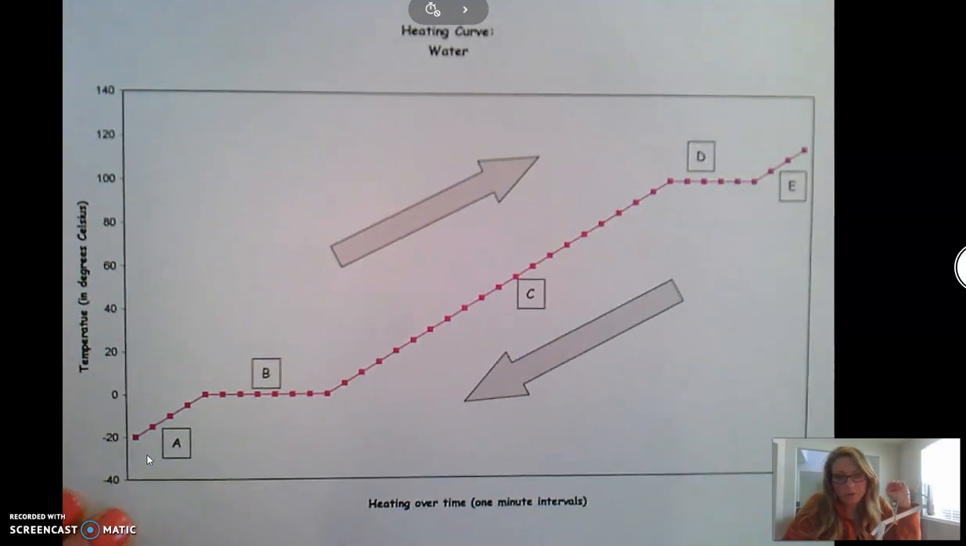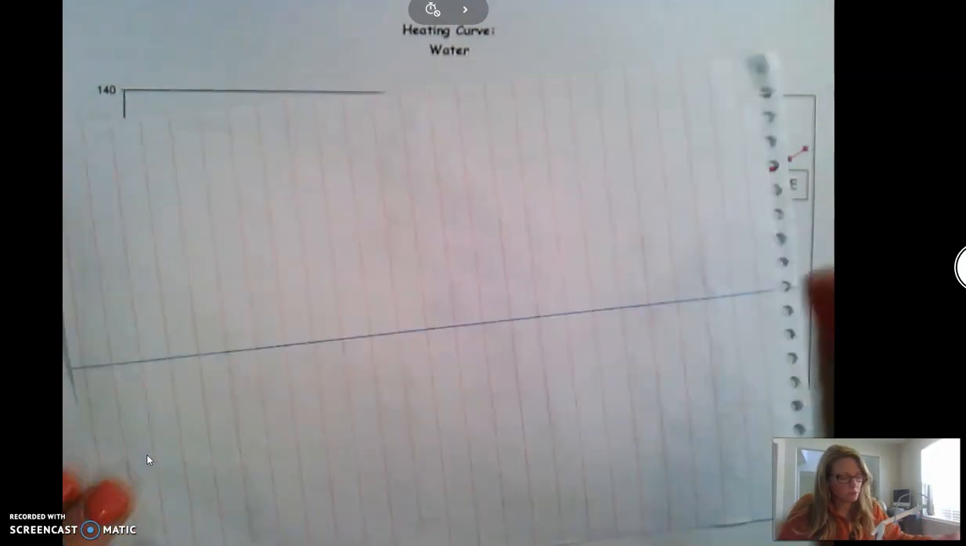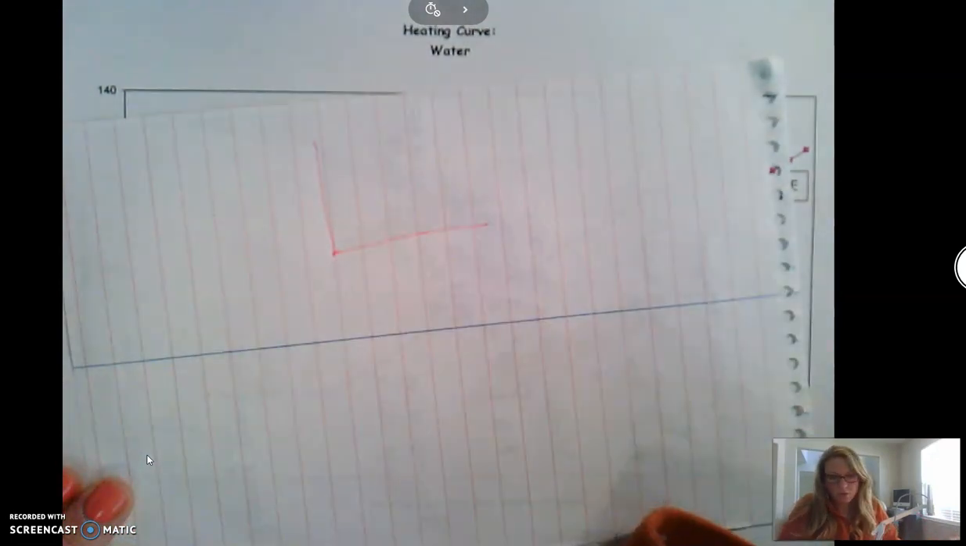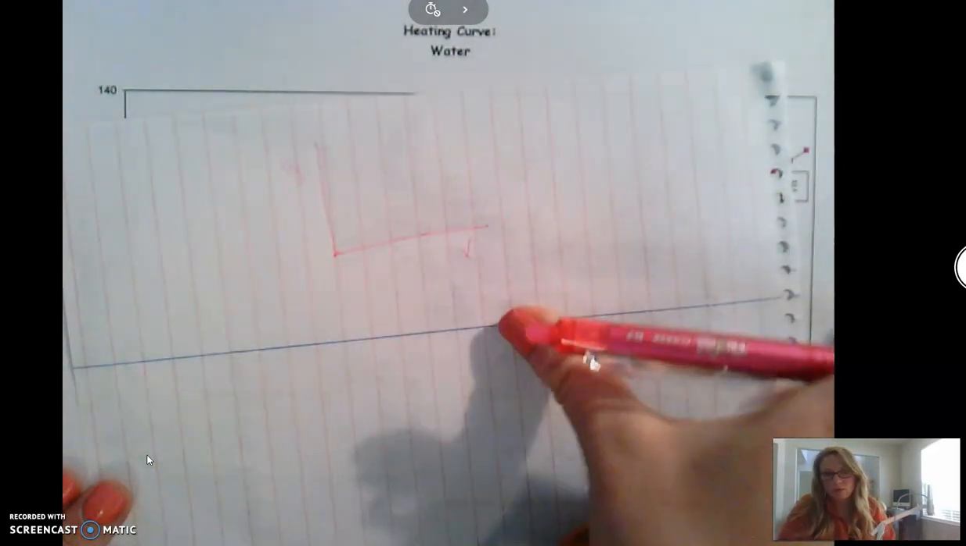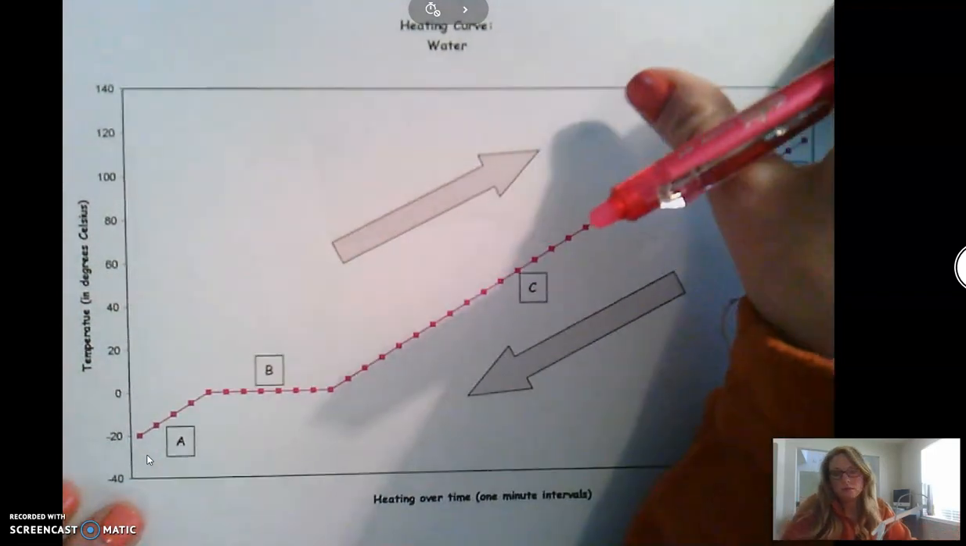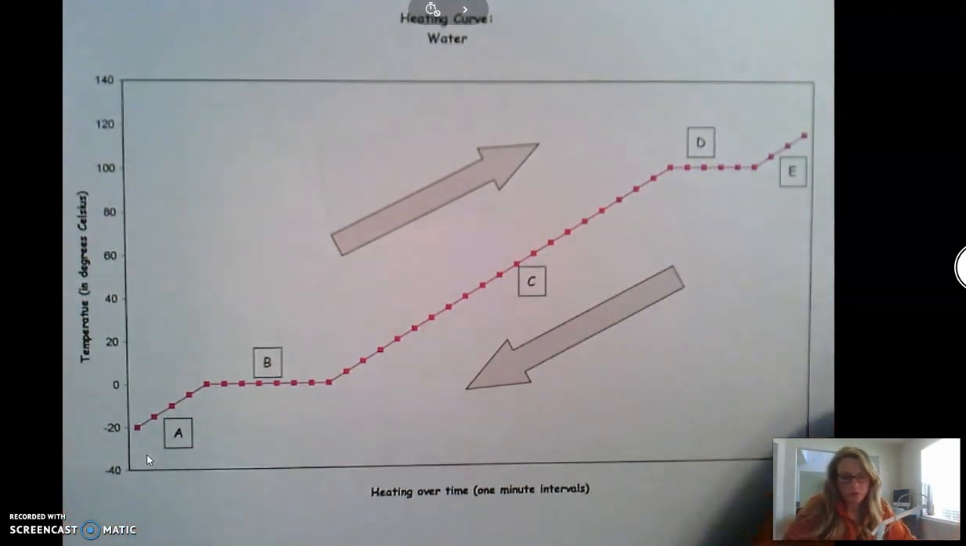Pause this, grab a sheet of notebook paper, and very quickly draw yourself a little graph that looks like that. You don't have to have the whole box. You just need to have your X and Y axis on it. Okay. And then let's go. So we're going to go over the very basics.